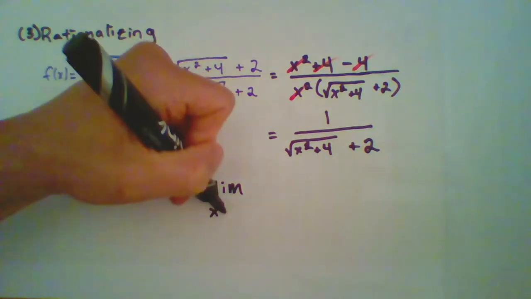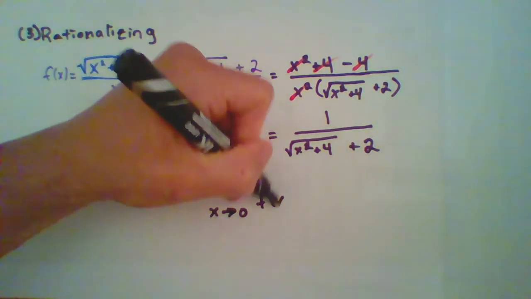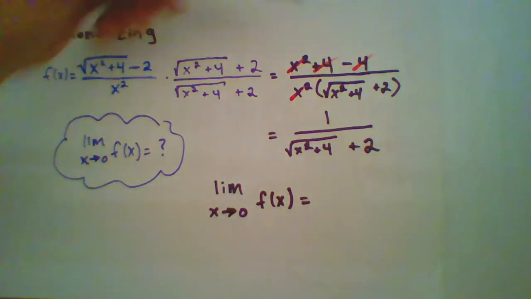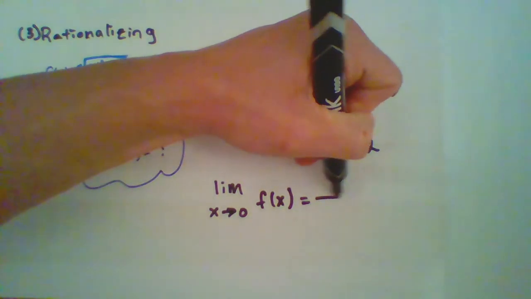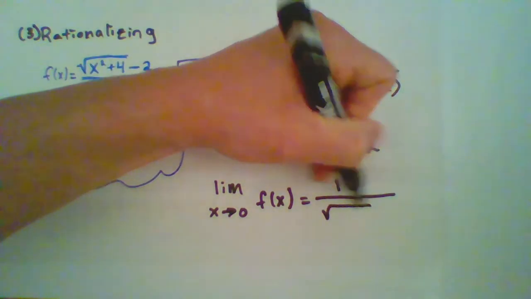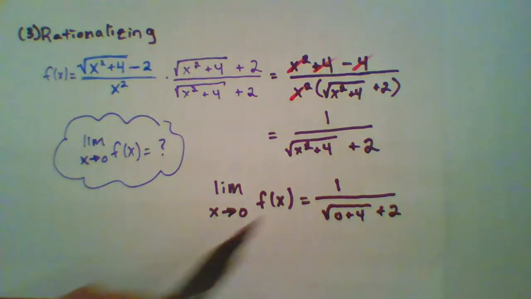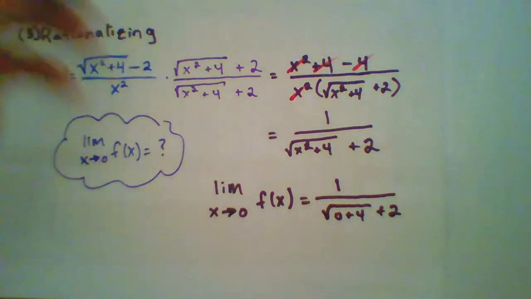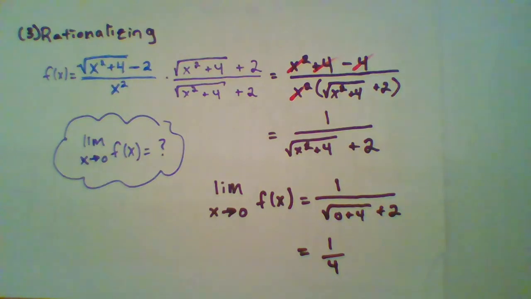the limit as x approaches 0 of our function. I don't really want to write all of this stuff out, so I'm just going to write f of x. Well, that's equal to what we get when we plug in 0 into this formula here. So that would be 1 over the square root of 0 plus 4, plus 2. Let's see, so this is 4, the square root of 4 is 2, so in the denominator we have 2 plus 2, which means all of that is equal to 1/4.